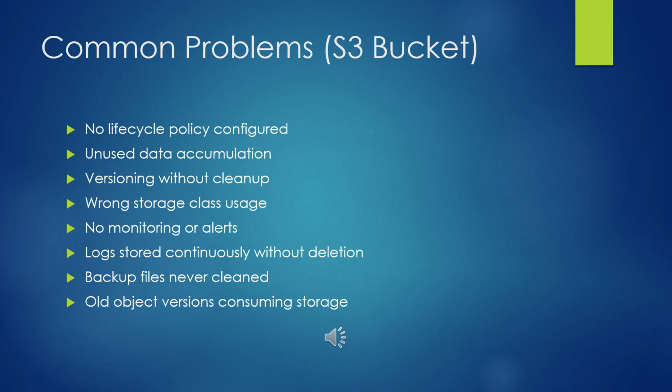Example 7. No access logging is enabled, making it difficult to track who accessed the data. Example 8. Objects are stored in the standard storage class even though they are rarely accessed, increasing cost. Example 9. No backup or replication, cross-region replication, is configured, risking data loss during region failure. Example 10. Improper IAM policies allow too many users full access, full S3 access, increasing security risks.